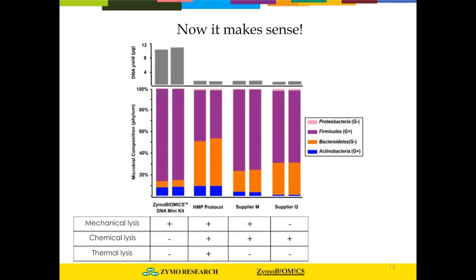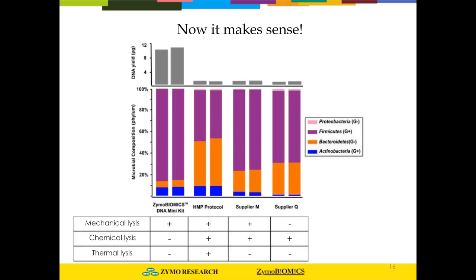The yield data on the top shows that our DNA extraction kit has much higher efficiency for both cell lysis and DNA extraction, while others are only scratching the surface. What causes the differences? The difference stems from the different cell lysis mechanisms. Our DNA extraction kit is solely based on mechanical lysis with bead beating.